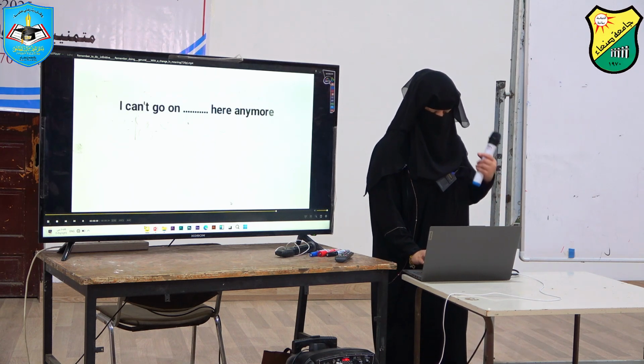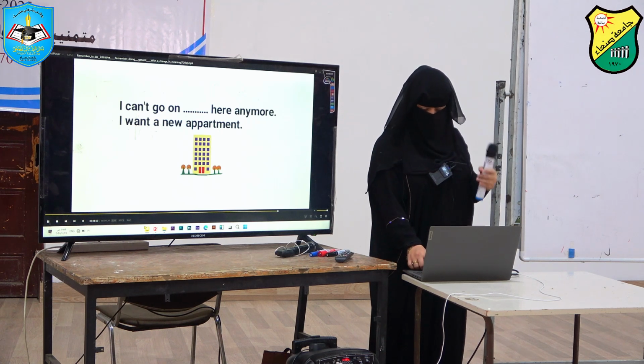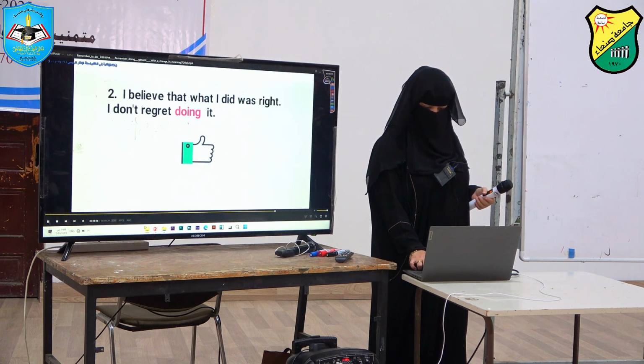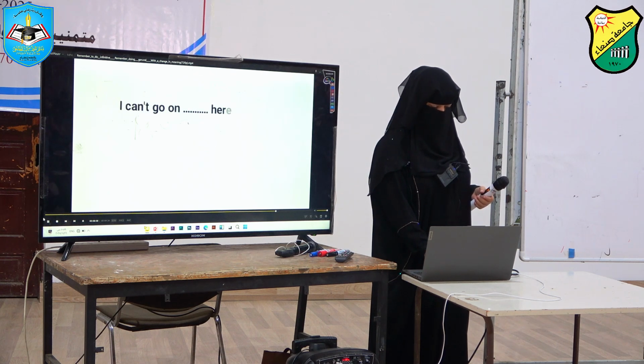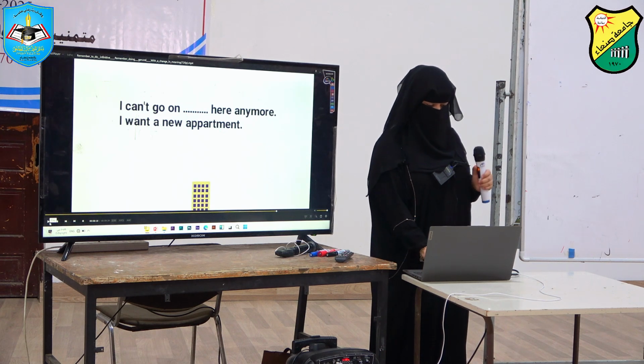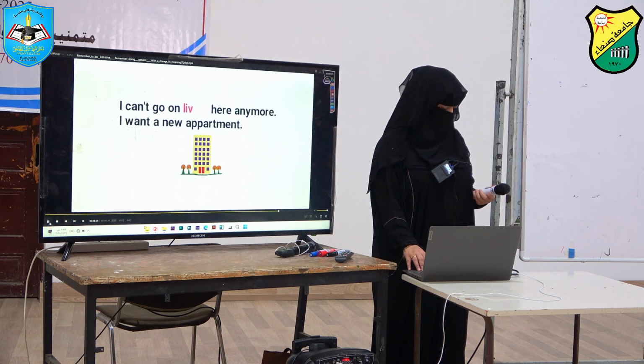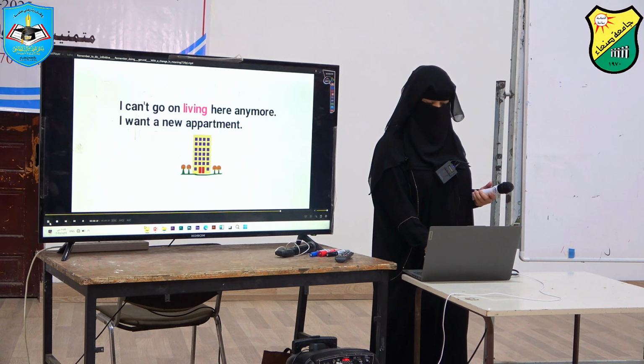Three. I can't go on blank here anymore. I want a new apartment. What is it? Living. I can't go on living here anymore. We use go on plus the gerund when there's no change in activity. So you lived here before, you live here afterwards, you want it to change.